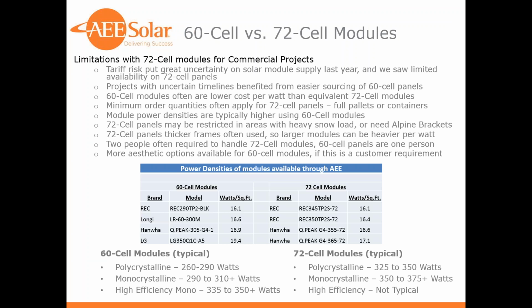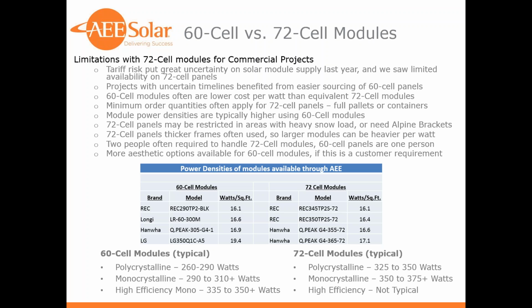initially when we look at 72 cell modules versus 60 cell modules, in the past it's been thought that 72 cell modules are ideal for commercial projects and 60 cell modules are more suited for residential. But there are some limitations with the 72 cell modules. So the tariff that was announced last year put great risk and uncertainty on solar module supplies. And we really saw a lot of limitations in availability on 72 cell panels. Manufacturers were kind of hesitant to bring those into the States.